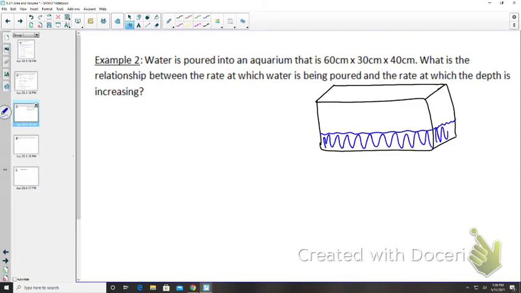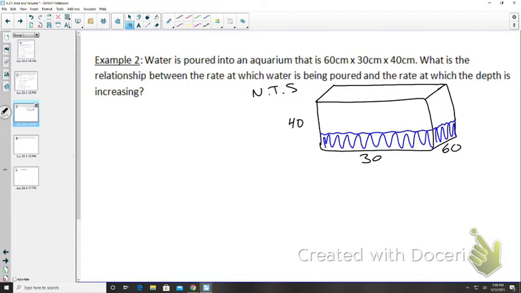Our aquarium. Water is being poured into an aquarium, which is 60. So I have 60 long here. I know it doesn't really look like it, but you've got to use your imaginations. Our length is 30 and our height is 40. Okay, not to scale.